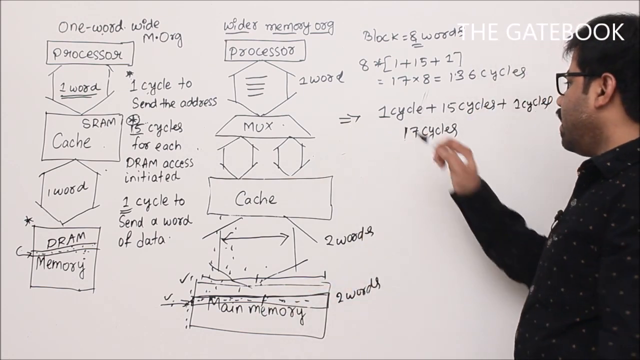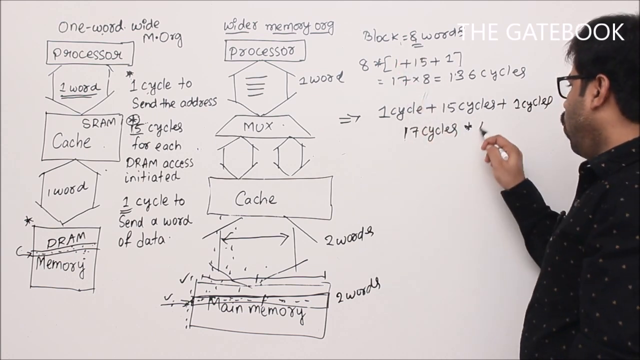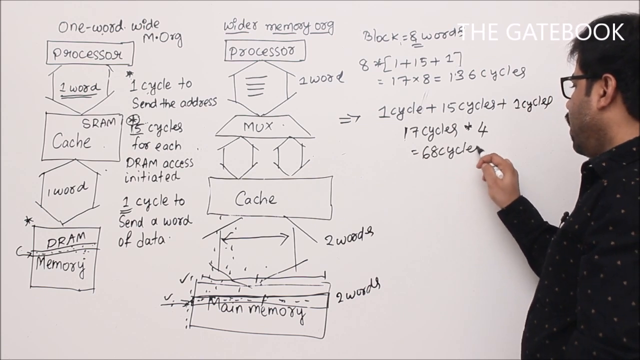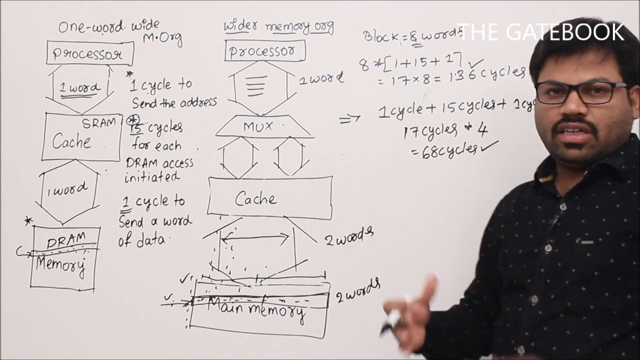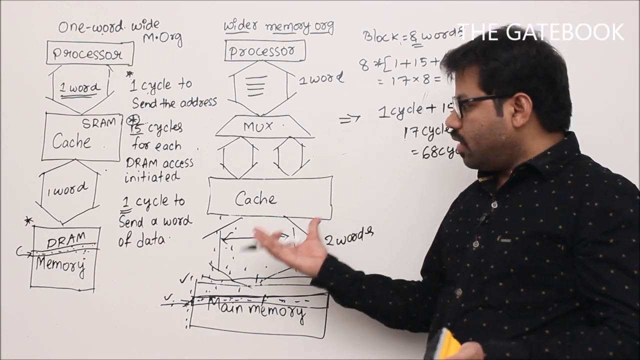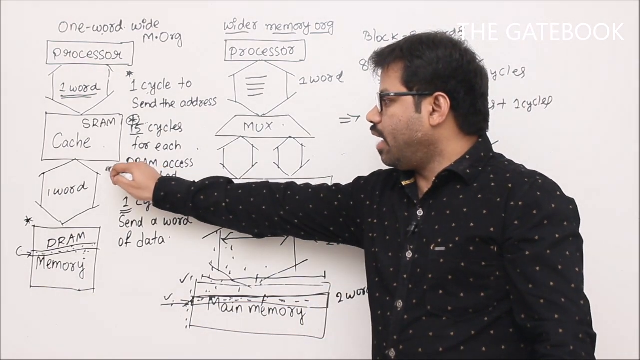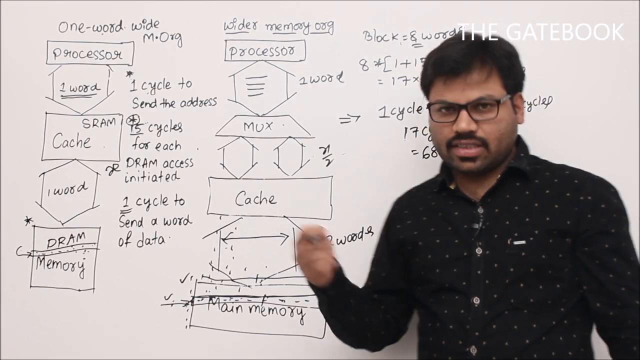So 17 cycles for 2 words, but we want 8 words, then 4 times we have to do that, then 68 cycles. So finally it requires 68 cycles, here 136. That means this design is reducing the time to half, right? That means here, if the time here is x, here it will be x by 2. Simple. Now we'll see the next design.